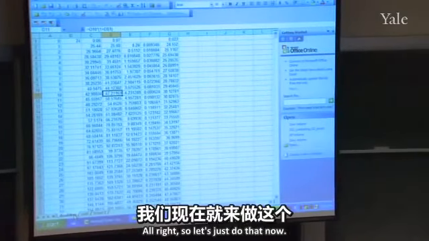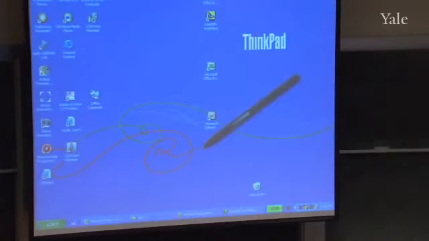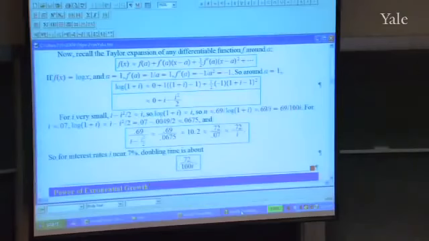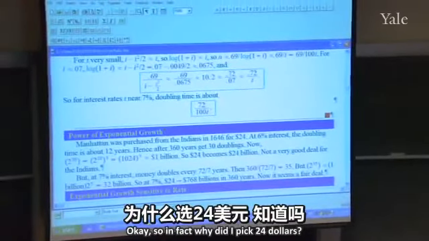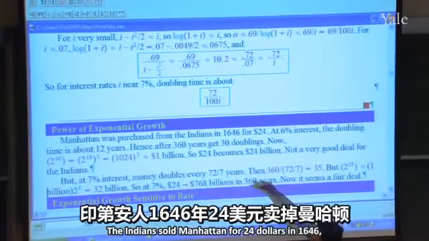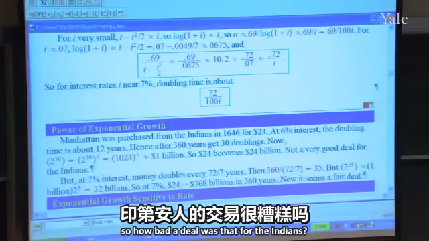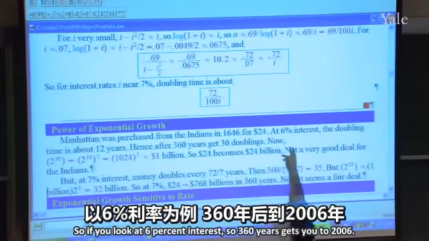All right, so let's just do that now. Why did I pick $24? Well, this is a famous story you hear in second grade. The Indians sold Manhattan for $24 in 1646. So how bad a deal was that for the Indians? It looks incredibly stupid, but actually, interest accumulates pretty fast.